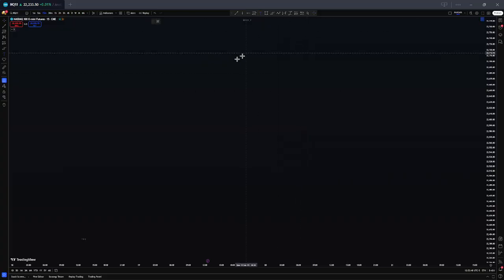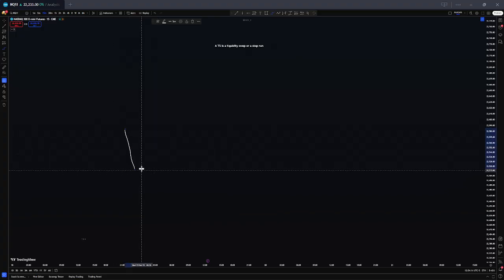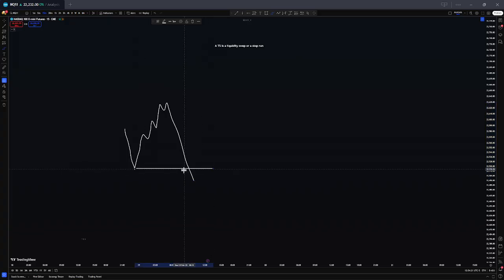What is a turtle soup? A turtle soup is a liquidity sweep or a stop run. Same thing, right? What is a stop run? Okay. So let's say you're bullish and you have an old low resting. Price is over here. When price came back down and takes out this old low, this is your turtle soup. This will be your entry and you will expect expansion higher.